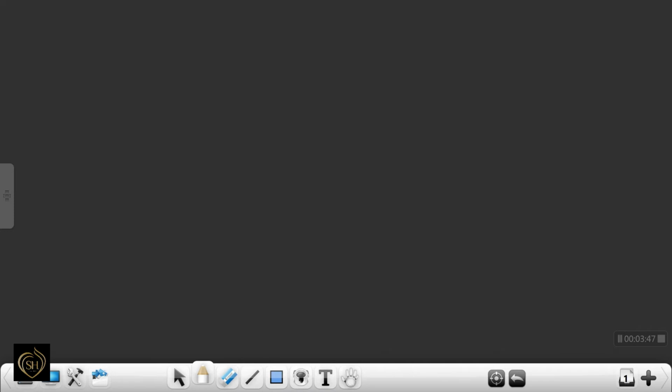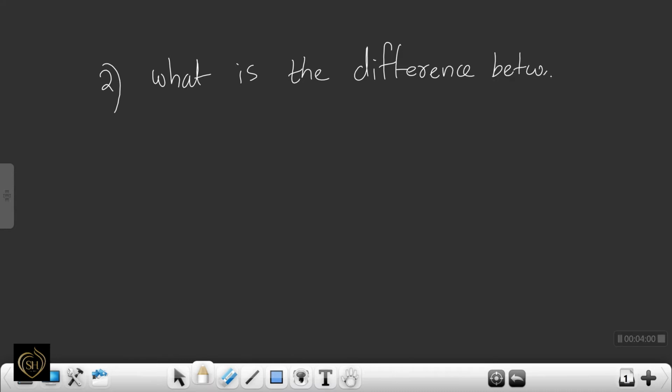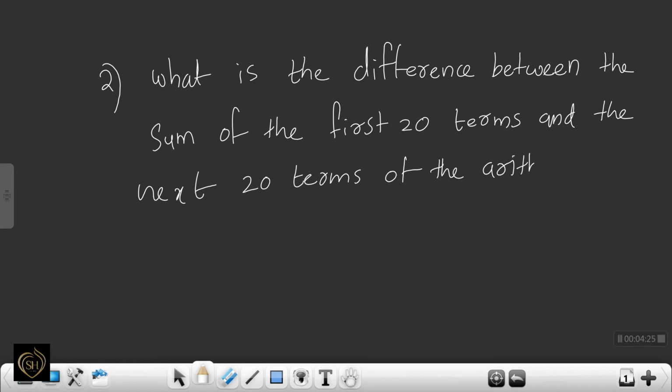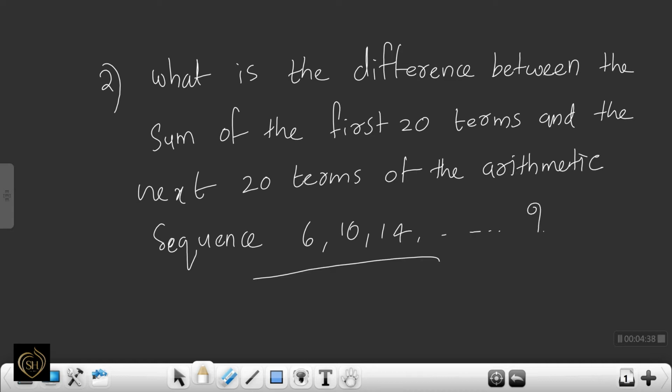Next question. Question number 2. What is the difference between the sum of the first 20 terms and the next 20 terms of the arithmetic sequence 6, 10, 14, etc.